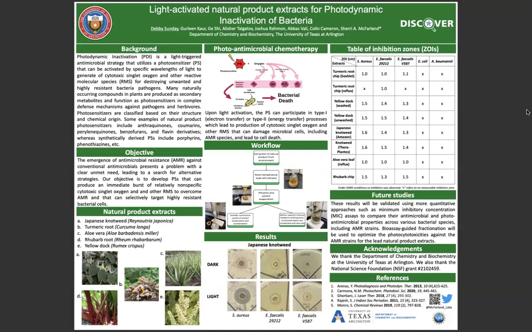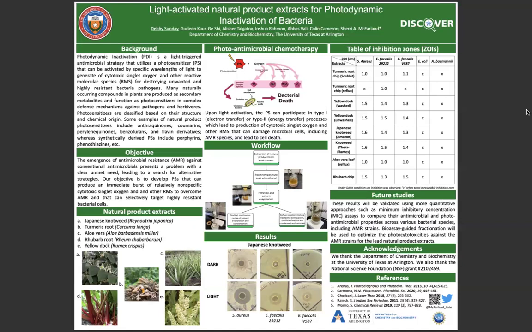Antimicrobial resistance presents a problem with a clear unmet need, and our objective to counter this problem is to develop photosensitizers that can produce an immediate burst of relatively nonspecific cytotoxic singlet oxygen in order to prevent the bacteria from gaining enough time to gain resistance. Other RMS, along with the cytotoxic singlet oxygen, in this process can overcome antimicrobial resistance and selectively target highly resistant bacterial cells. These cytotoxic singlet oxygen and RMS species can be produced through two mechanisms.